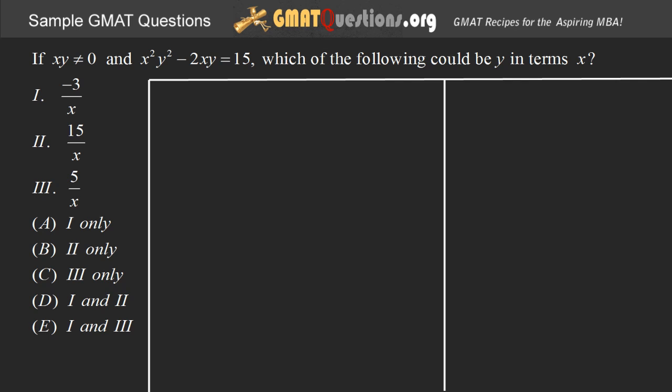Let's read the question. If x is not equal to 0 and x squared y squared minus 2xy equals 15, which of the following could be y in terms of x?